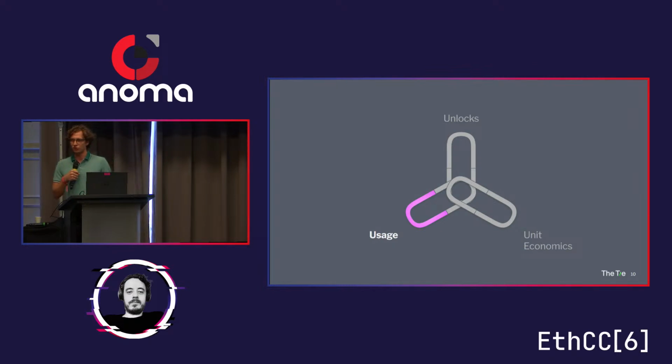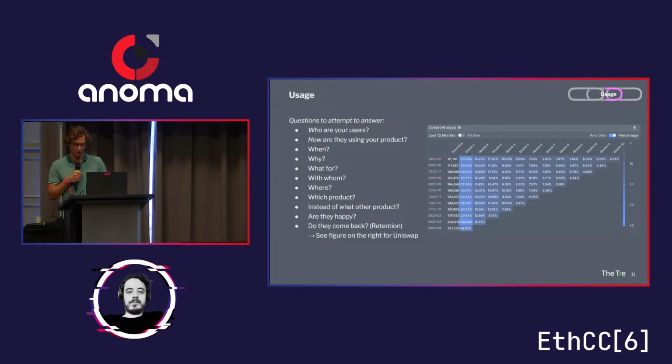So let's jump into usage, because that part is actually pretty interesting, and you'll see that there is a lot more that you can see in the on-chain data than one often could think. Things you want to answer: you have users using your product. You need to know how they're using it, when they're using it, what they're using it for, who they're using it with, what other products they might be using, and why they like your product more.